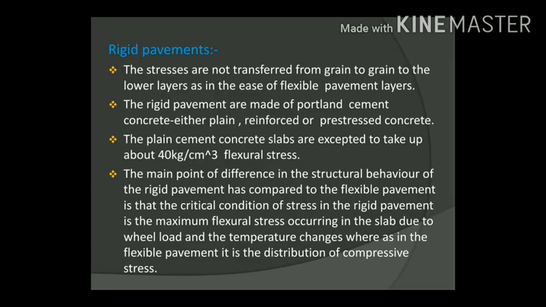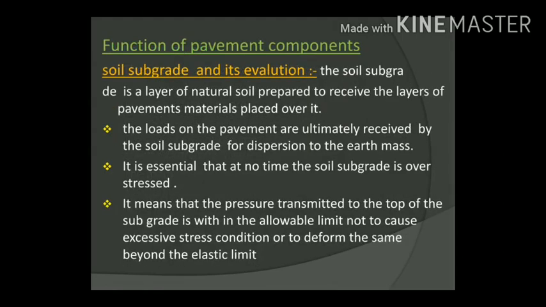The main point of difference in the structural behavior of the rigid pavement as compared to the flexible pavement is that the critical condition of stress in the rigid pavement is the maximum flexural stress occurring in the slab due to wheel load and temperature changes, whereas in the flexible pavement it is the distribution of compressive stress. My next topic is functions of pavement components.